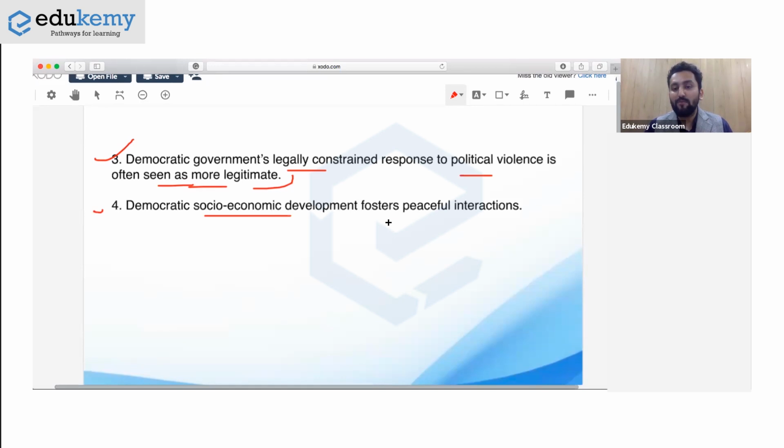Democratic socio-economic development fosters peaceful interactions. For example, when we say democracy, since the government is chosen by people, the government has to ensure that there is socio-economic development. And if there is socio-economic development, don't you think there's less chance of political violence among people? There will be peaceful interaction.